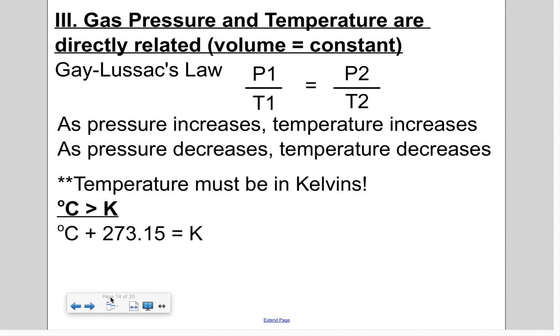Okay, the final law I want to look at is Gay-Lussac's law, looking at pressure and temperature. Again, it's directly proportional, provided your volume stays constant. So instead of volume on top, we're going to have pressure on top. P1 over T1 equals P2 over T2. So as your pressure increases, temperature increases, and vice versa. Also, your temperature has to be in Kelvin.